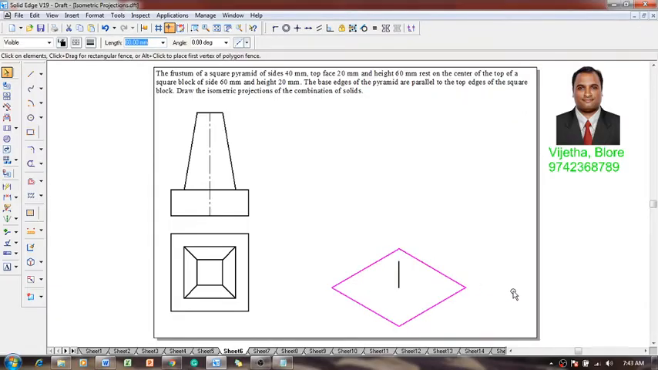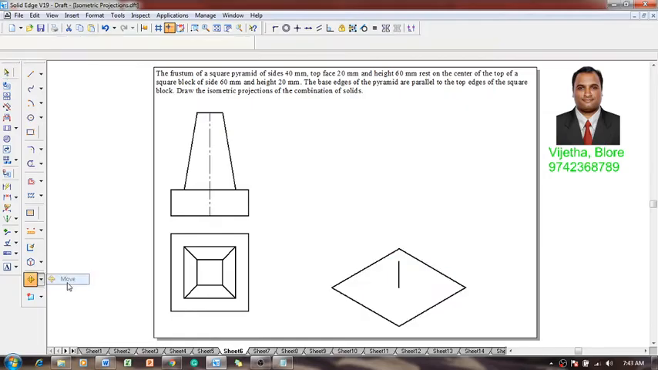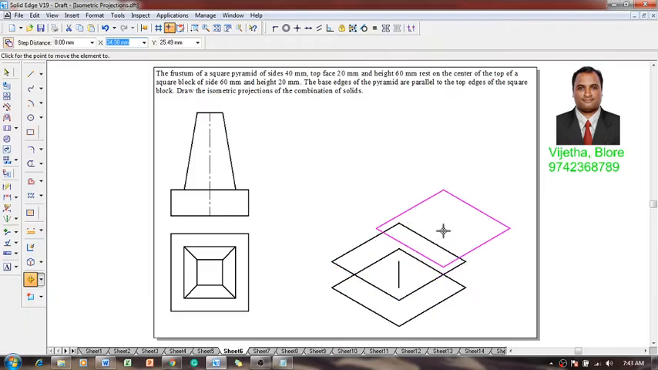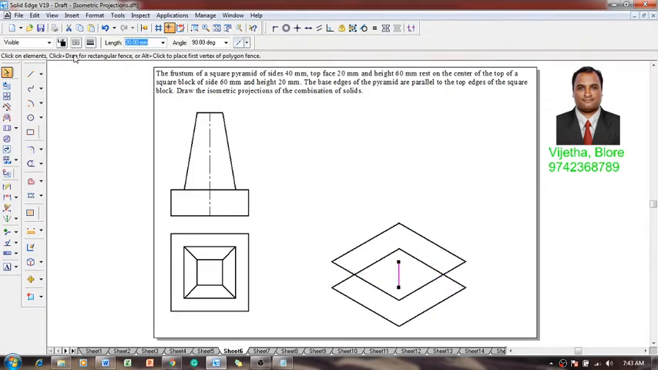Then we select this square we have created, use the move command with copy switched on, and relocate it at a height of 20 millimeter. The axis is supposed to be a chain line with 0.5 thickness, and the visible edges are connected properly to form the square slab. Let me delete those lines which are not required. Now one can see that we have a square prism of 60 millimeter size and thickness 20 millimeter.